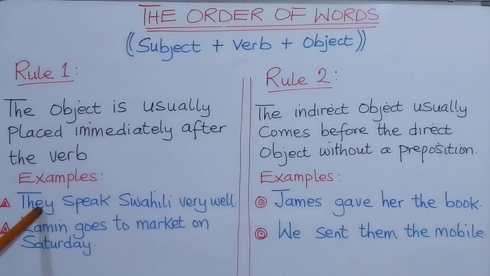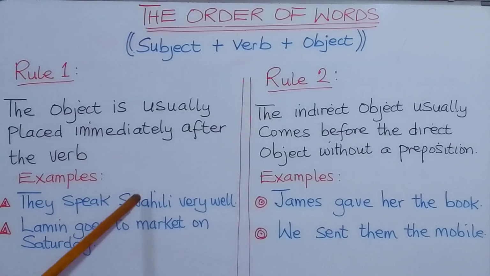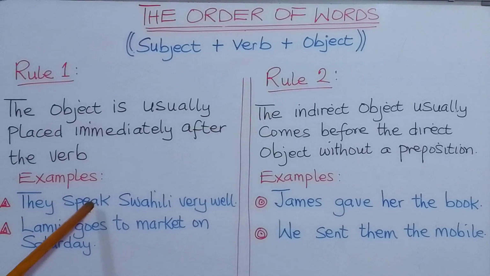Let's look at some examples. The subject speaks Swahili. Look at the verb. After the verb, the object follows immediately after the verb. So, the object is usually placed immediately after the verb. Verb speak, Swahili, the object. So you see, that is the subject. Then you have the verb, you have the object. That is how you place that. So here you can have, they speak Swahili very well.